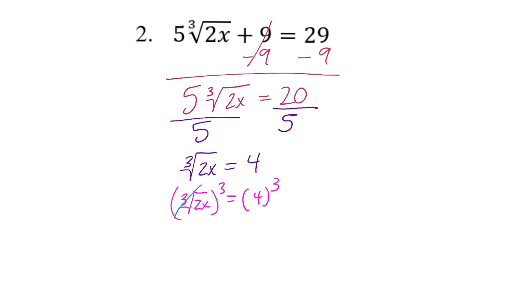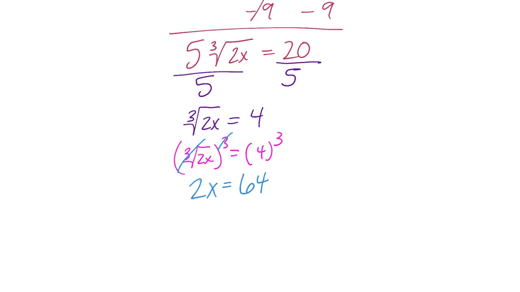So then those cancel out. So we're left with 2x equals 64. We're almost done here. We need to solve for x. Got to get x by itself. So we want to divide by 2 on both sides. So x is going to equal 32.